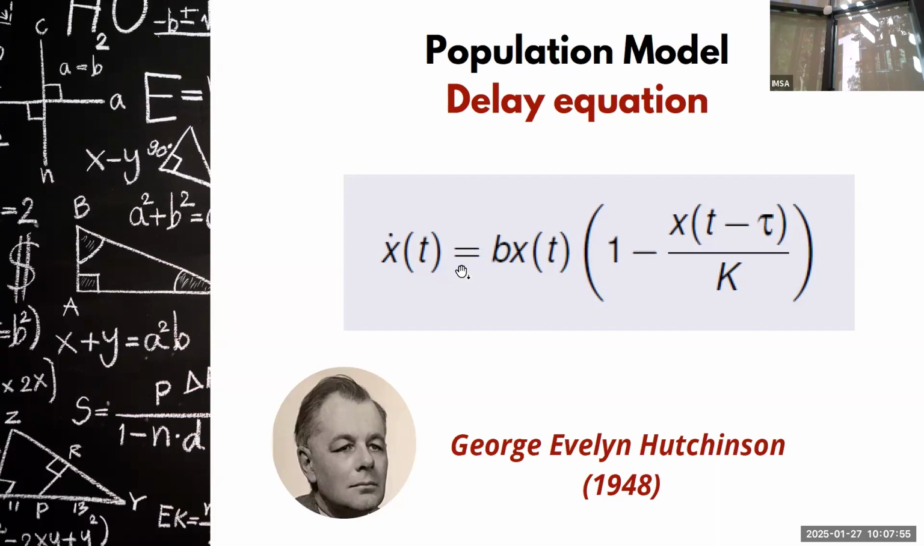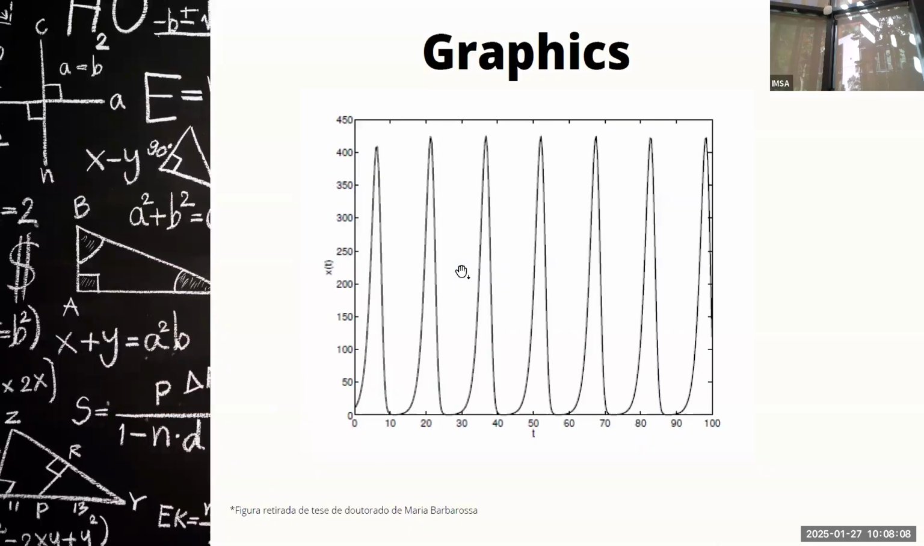However, it seems very simple to have this delay appear, but this small delay makes a lot of difference in the behavior of our solution. Here you can see how this small delay can provoke a lot of oscillation in the behavior of your solution. If you remember, the solution of the logistic equation looks something like that, and here we have a lot of oscillation provoked by this delay term.